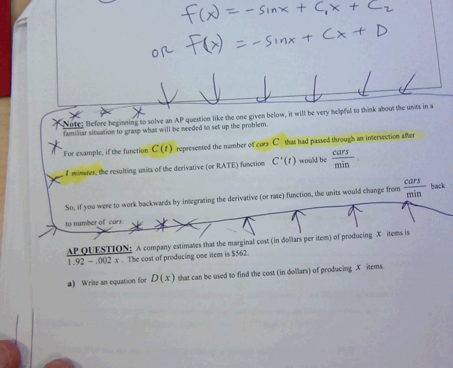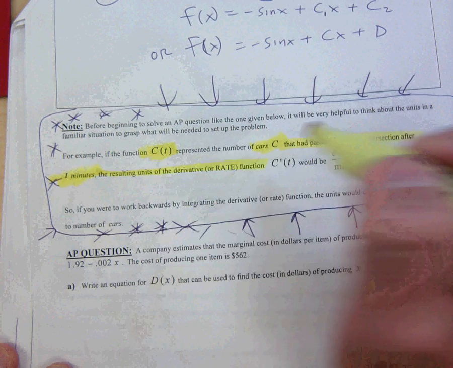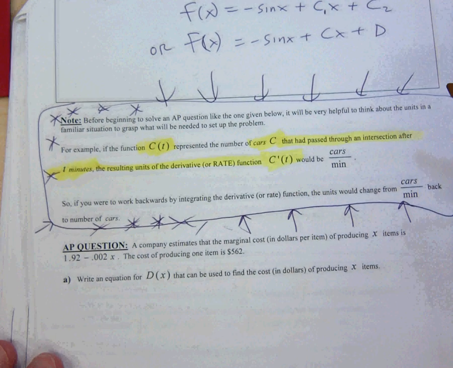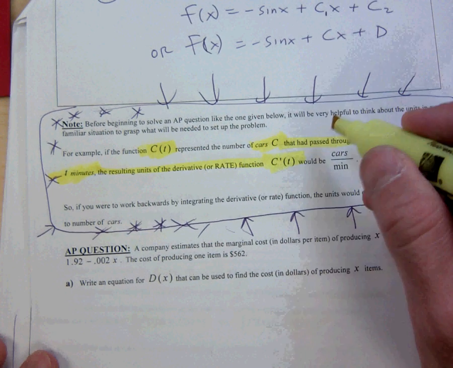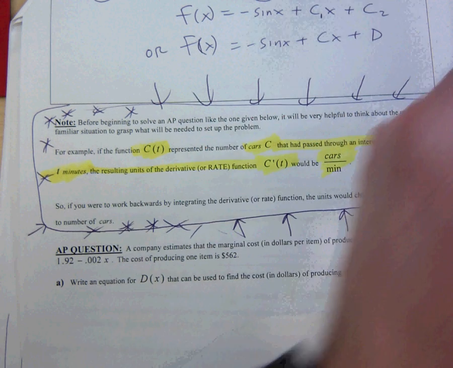Minutes. What would be the units then on the derivative or rate? Remember, the derivative function is the same as the rate function. That's what a derivative is. So what would be the units on C prime? Cars per what? Minute, wouldn't it? I mean, think about that.